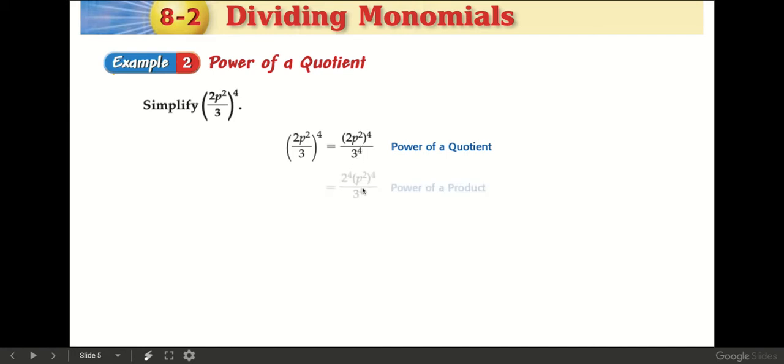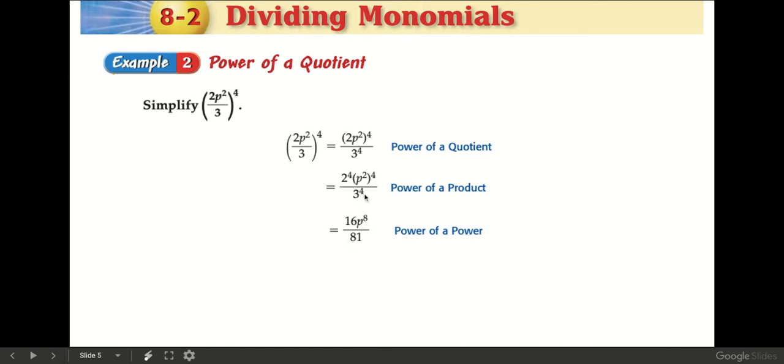And then I'm going to continue to simplify this. If I apply this fourth power to everything in here, that's going to be 2 to the fourth power and p squared to the fourth power. Well, now we can continue to simplify this. 2 to the fourth power can be simplified. I can do 2 times itself 4 times, which is 16. P squared to the fourth power, that's a power to power, so I can multiply those exponents, and that gives me p to the eighth power.